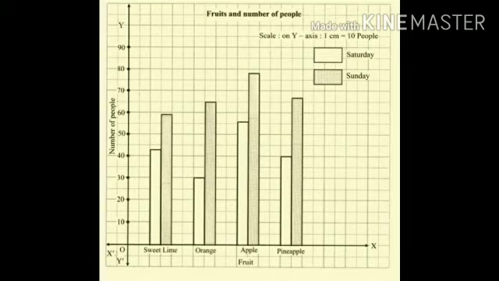The plain block is shown for Saturday and the shaded one is shown for Sunday, so you can recognize them. First sweet lime, orange, apple and pineapple. On the x-axis we have written fruit, on the y-axis we have written number of people. X-axis, y-axis and the point of intersection is marked 0.